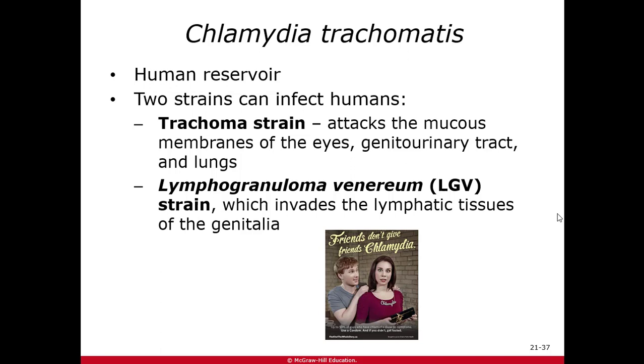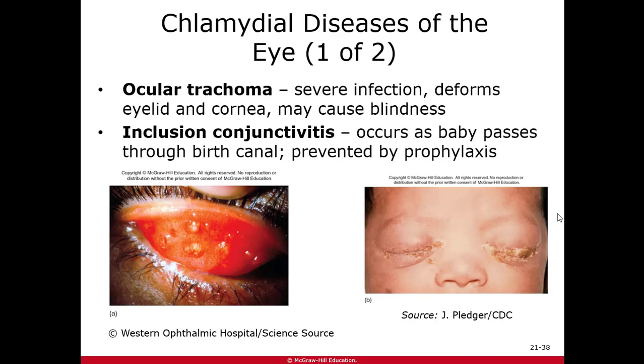And then we have the lymphogranuloma venereum strain, which is the STD strain because it affects the tissues of the genital area. So for the eye, if we pick up the strain that affects the eyes, it can cause what's known as ocular trachoma. Now, a severe infection can actually deform the eyelids and cause them to turn inside out, which can damage the cornea. When the cornea becomes damaged after a long time, it can and will cause blindness.